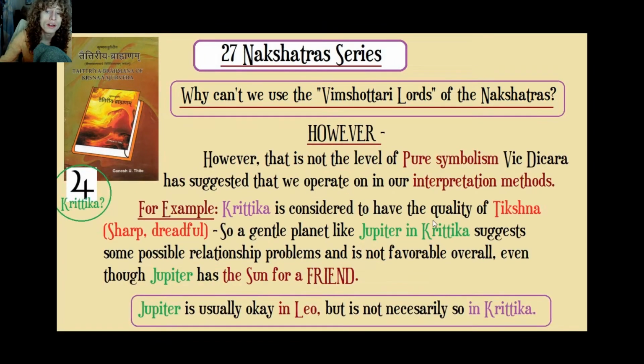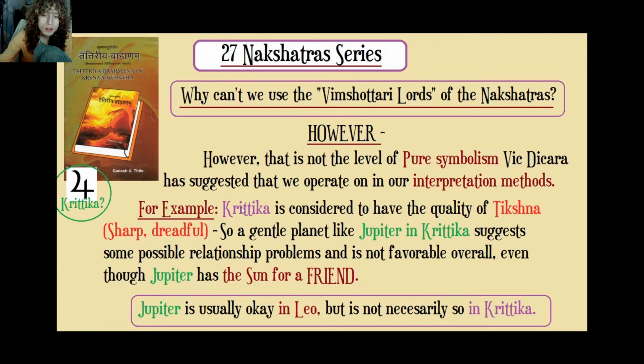Now, this isn't the level of pure symbolism that Vic Dicara has suggested we operate on when we interpret a planet falling in the nakshatra. And this is just to show an example. Krittika is considered to be tikshna. It's actually mridu, I believe is the word, which is a mix of sharp and soft. Let me just see if I've got that word correct. Mishra. I don't know, I've got the word here somewhere. But ultimately, it's a mix of sharp and soft.